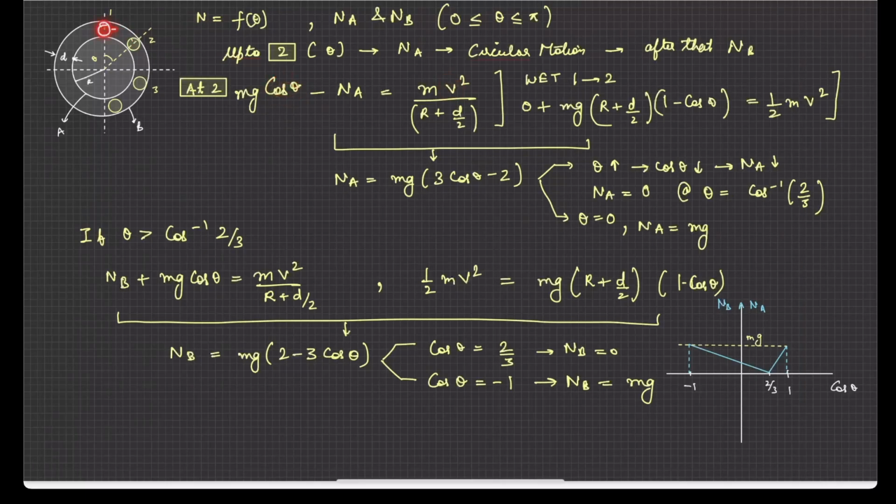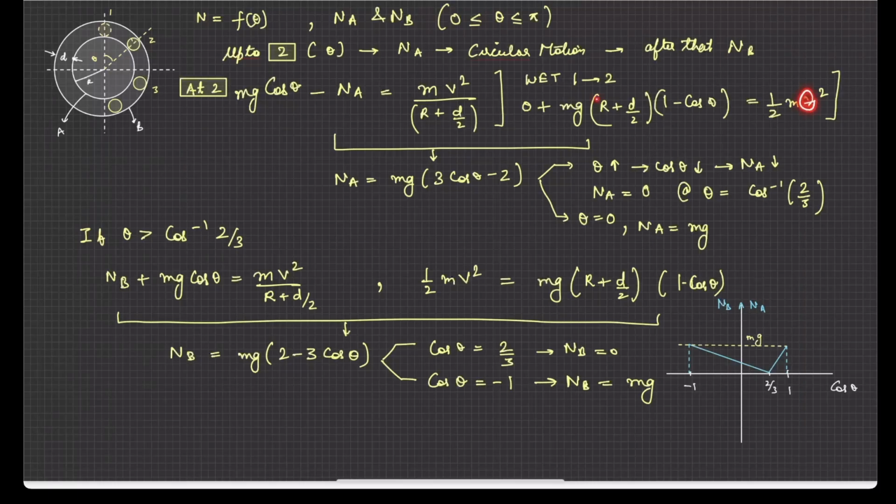Initially it dropped from rest, so kinetic energy is 0, then it dropped from here to this point, so this distance will be 1 minus cos theta. So we can say r plus d by 2 times 1 minus cos theta comes out to be the final kinetic energy at this point, which will be 1 by 2 mv square.